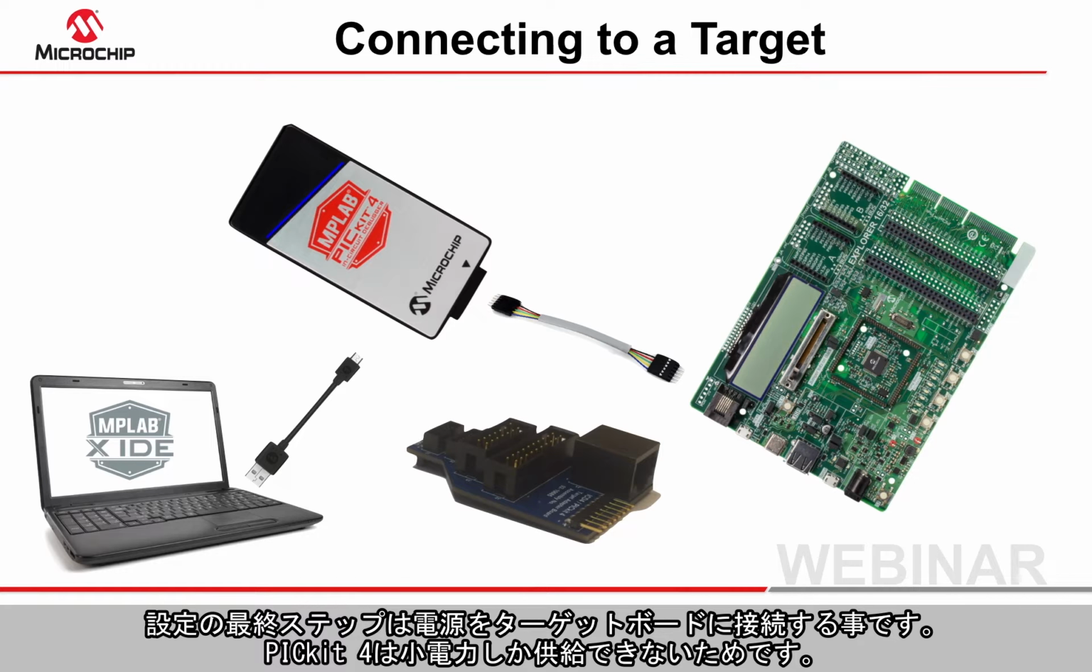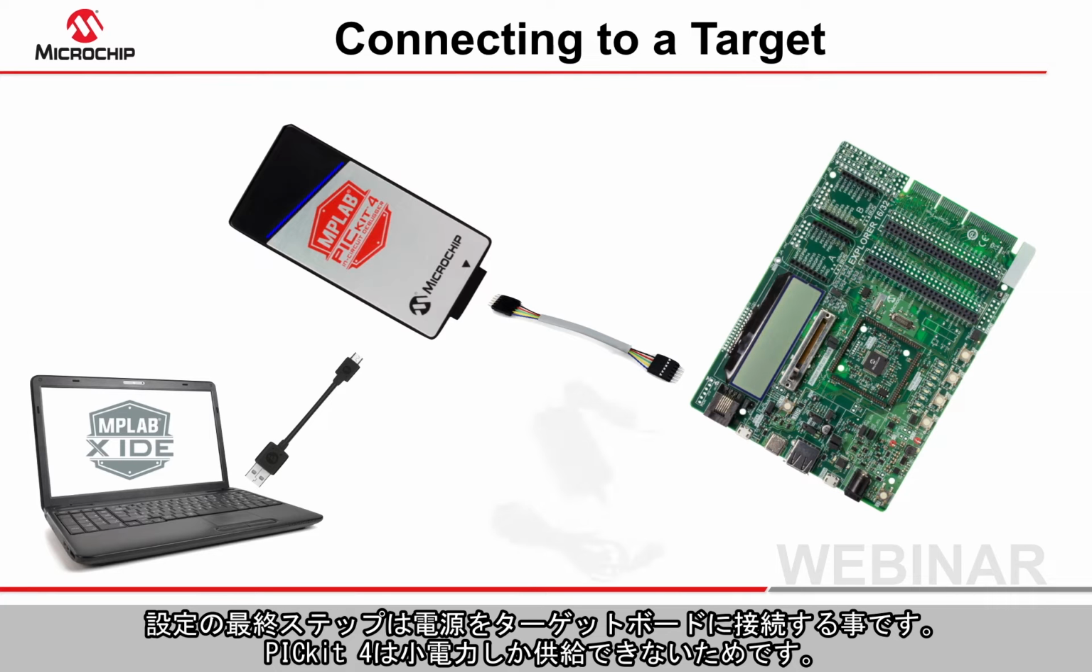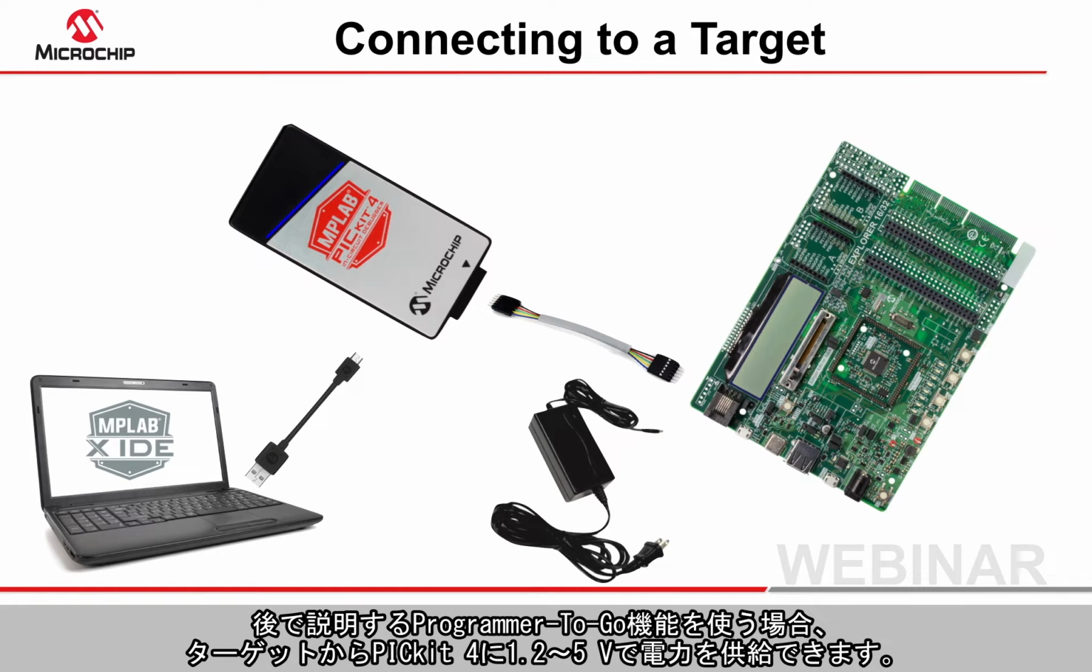The final setup step is to connect a power supply to your target board, as the PICkit 4 can only provide low amounts of power. When using the Programmer to Go functionality, described later, the PICkit 4 can be powered by the target anywhere between 1.2 and 5 volts.